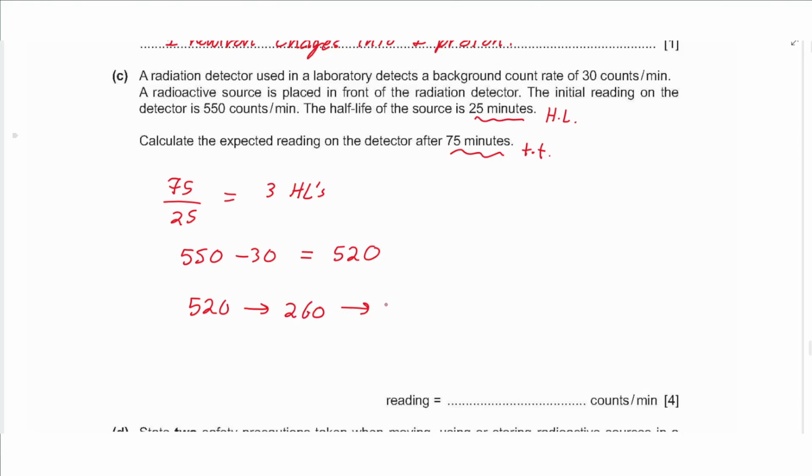Divide by 2 the second half-life, that gives 130. And for the third half-life and the final one, 65 counts. But the reading on the detector would include a background, so we add the background again to the final reading. So 65 plus 30, that gives an answer of 95 counts per minute.